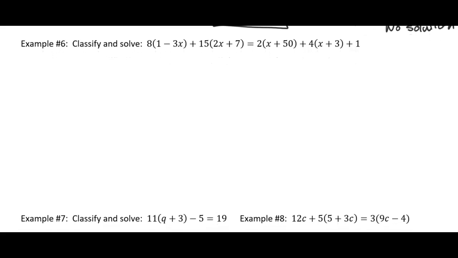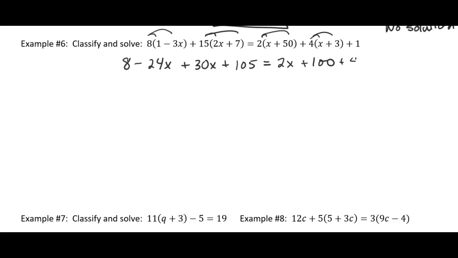So this first equation, a really long equation, gives us some practice. We're going to go ahead and distribute. So we get 8 minus 24x plus, we'll distribute again, 30x plus, what's 7 times 15? 105? I think it's 105. And then we're distributing the 2x plus 100. We're distributing the 4x plus 12 plus that 1. Okay, so a lot of distributing.